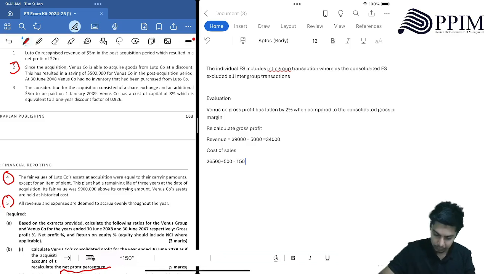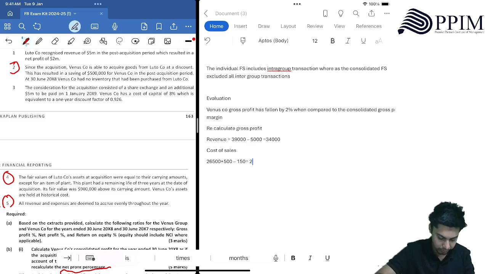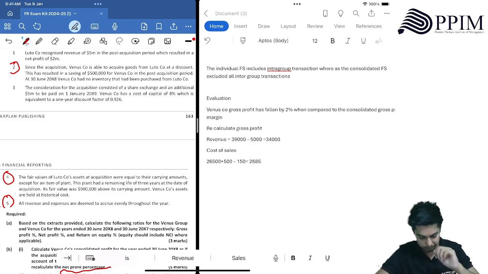Okay. Right. Then, guys, what should be the corrected cost of sale in that case? It has to be 27,000... 26,850. Yes, no? 26,850.